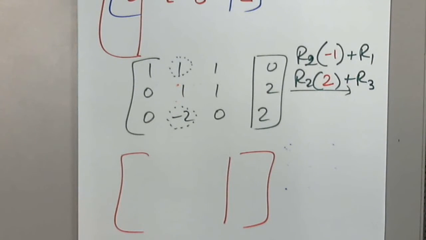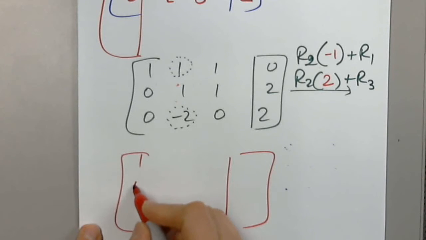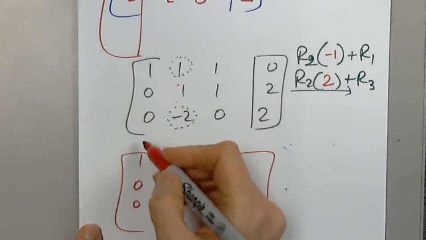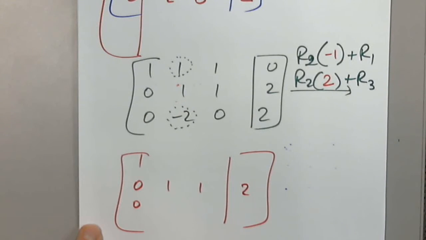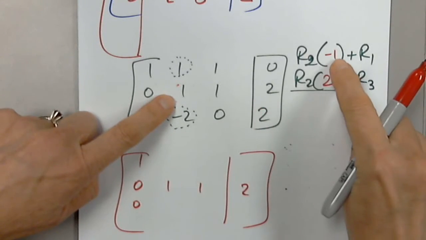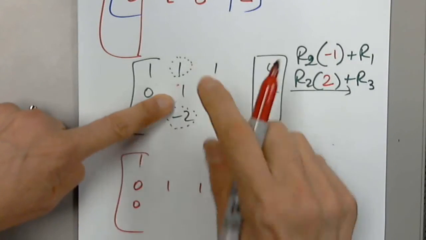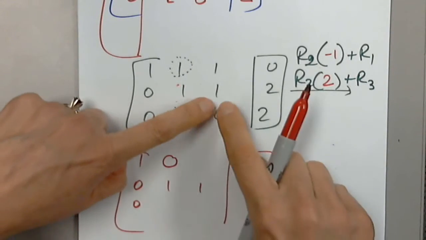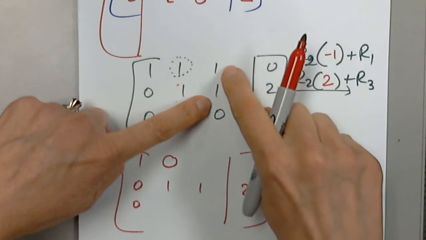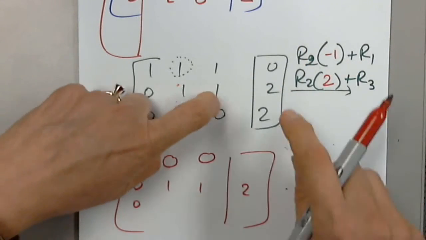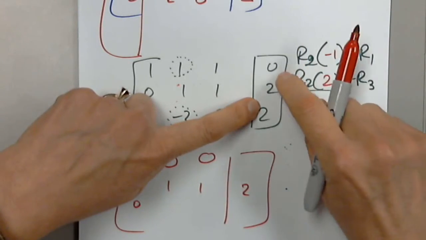Which row do I copy now, because I'm using it and it's the only one that will not change? Row 2, indeed. And also remember, this column cannot change. 1, 1, 2. Ready? 1 times negative 1 plus 1. 1 times negative 1 plus 1. 2 times negative 1 plus 0.